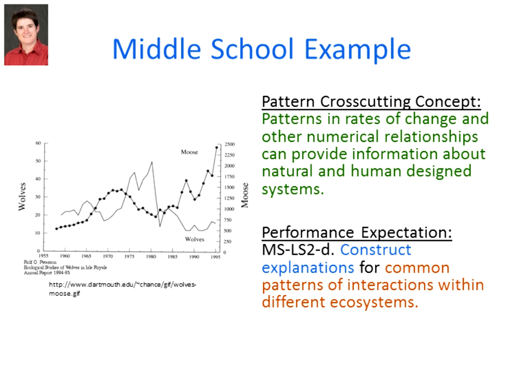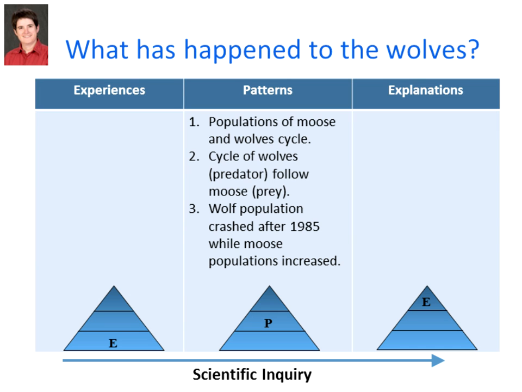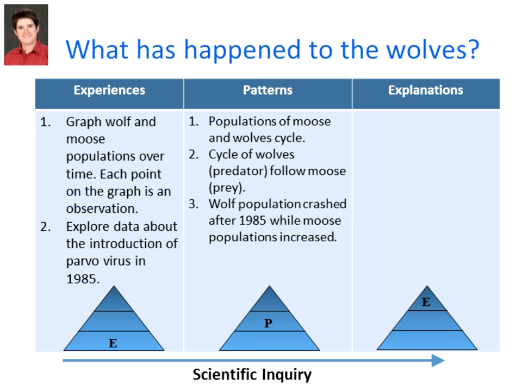But then you might have noticed that in 1985 there was this real crash in the wolf population, and the moose population spiked. So having students really look at those graphs and think about each of those points on the graph is an observation that helps us see these changes in populations over time. And we can also then ask a question: well, what happened in 1985?